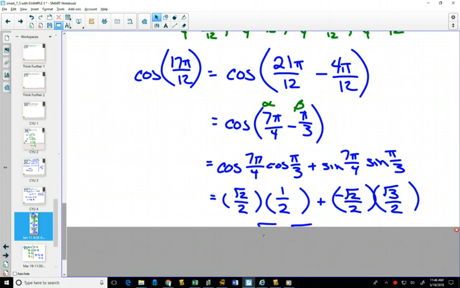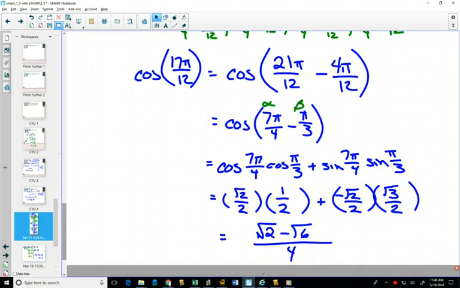Multiply those all out, they're all over 4, put your fractions together, and you will get root 2 minus root 6 over 4. So once again, we have a root 2, we have a root 6, and it's all over 4. This time the root 6 was negative.